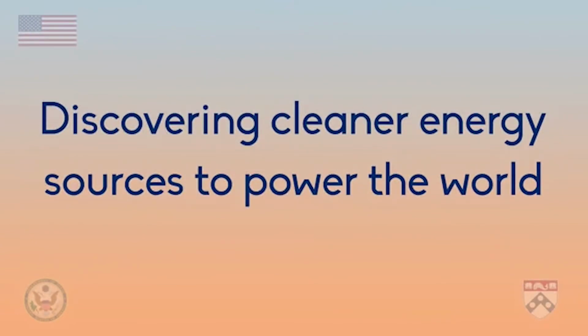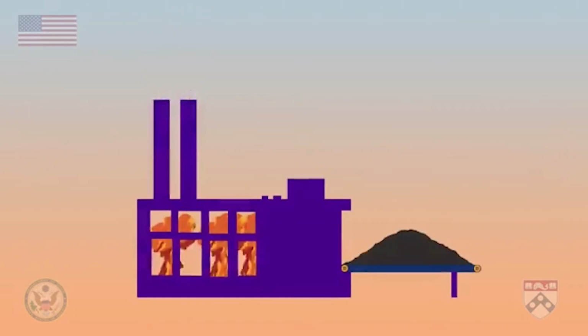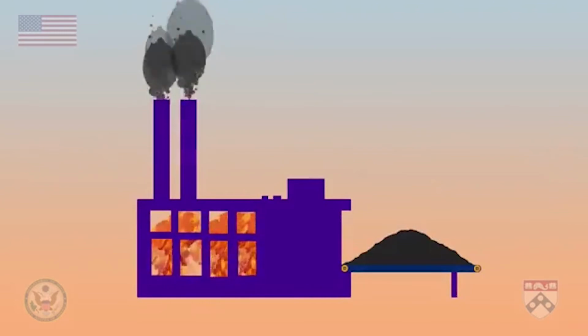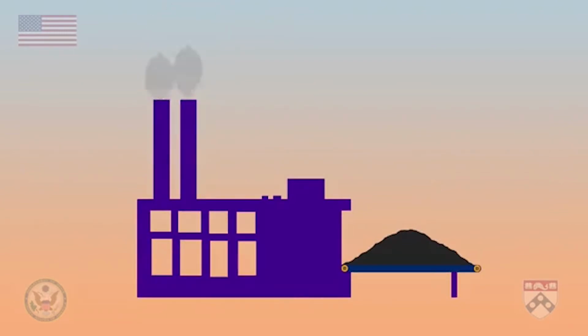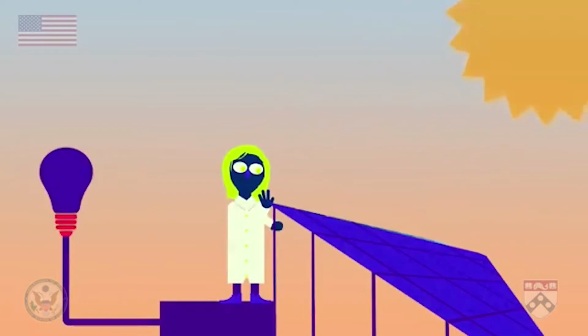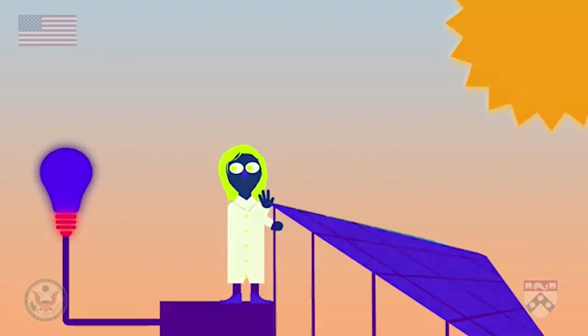Earlier in the course, we discussed how fossil fuels release greenhouse gases into the atmosphere, and that has caused the Earth to get warmer at a very fast and dangerous pace. Scientists are therefore trying to discover new types of energy that won't have such a harmful effect on the environment. In this unit, we will look at some examples of those new, cleaner energy sources.